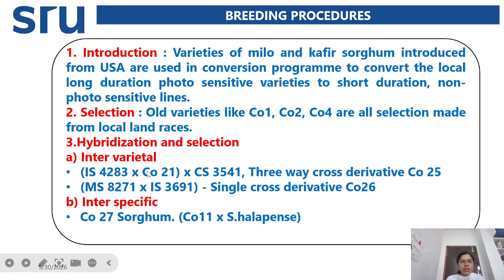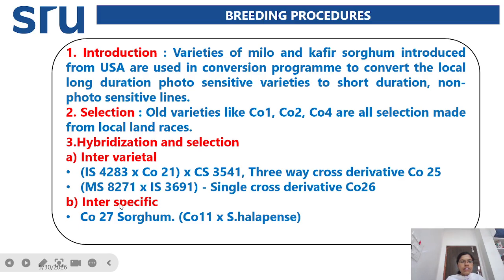These two are crossed with CS 3541. By crossing this, we have obtained the three-way cross derivative, that is Co 25. And next is Co 26. It is a single cross derivative, which is obtained from MS 8271, which is crossed with IS 3691. So this is about the intervarietal hybridization.